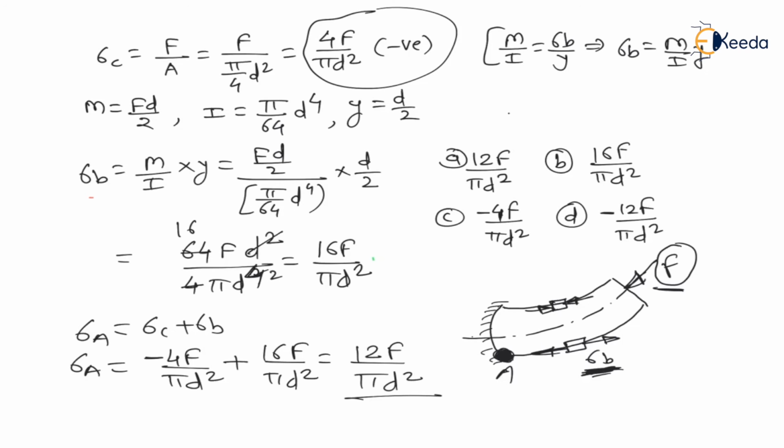And if you see the options, there will be 12F divided by pi d square. See, option D is also similar, but it is compression. Option D is for compression, option A is for tension. And if the answer is positive, the net stress will be tensile, meaning here tension is more than compression. That's why the net effect is tension. Right. Therefore, option A is the correct choice.